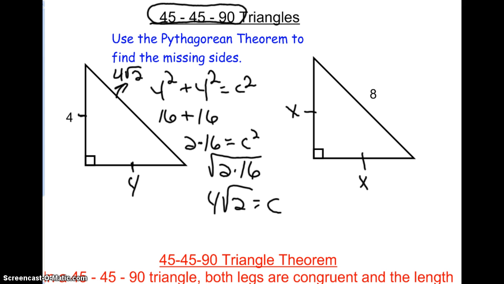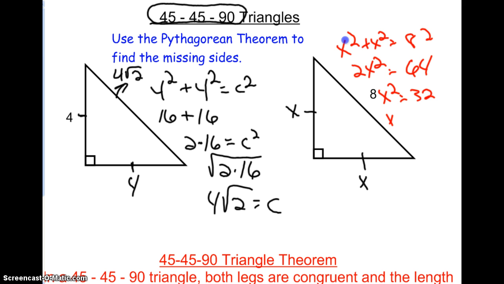We mark these both x's like I've marked here. So it's x squared plus x squared is equal to 8 squared. That means 2x squared is equal to 64. And then x squared would be equal to 32. Well, from our work before, x squared is equal to 2 times 16. And x then would be the square root of 2 times 16. Square root of 16 is 4. And that also would be 4 the square root of 2. So these sides are 4 the square root of 2.